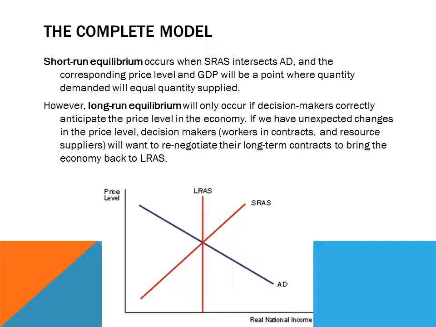However, long-run equilibrium will only occur if our decision makers correctly anticipate the price level in the economy. So if we have unexpected changes in the price level, decision makers, such as workers who make long-term contracts for their salaries and resource suppliers, will want to renegotiate their long-term contracts to bring the economy back into long-run aggregate supply, or back to potential GDP.